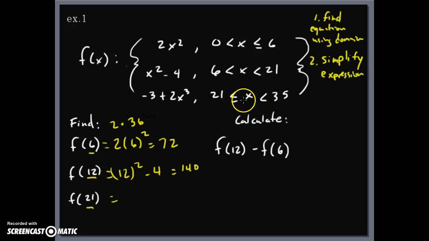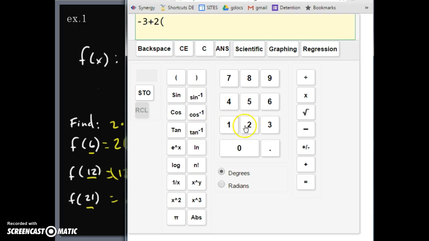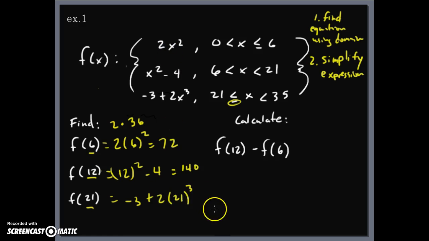Last one, 21, fits in between these two because 21 is equal to 21. So I'm going to use this equation. Negative 3 plus 2 times 21 cubed. And 21 is the base here. I'm not cubing the 2. So negative 3 plus 2 times 21, 21 being cubed, gives me 18,519. So that's how I'm going to do this first part.